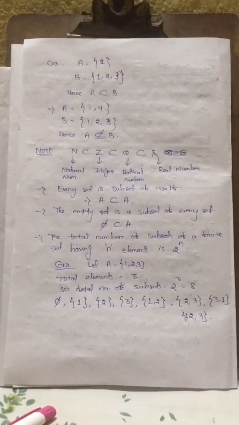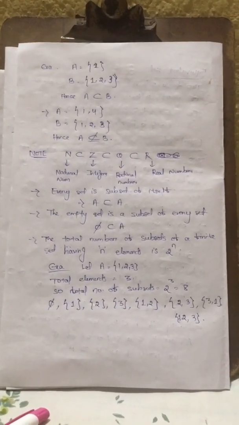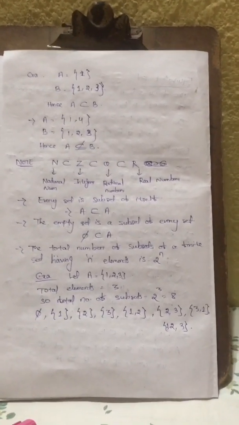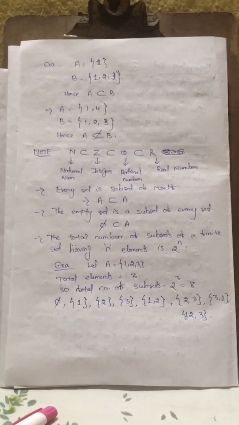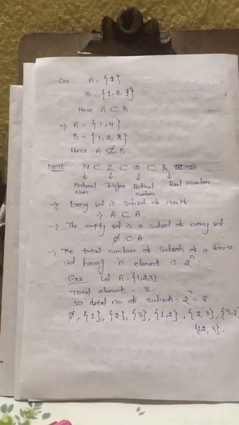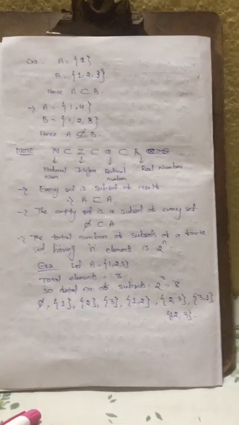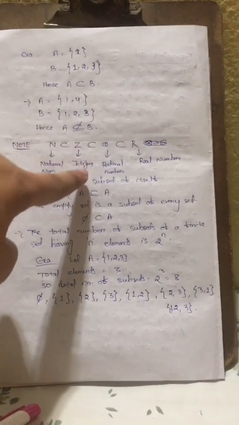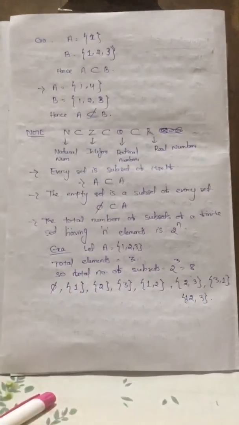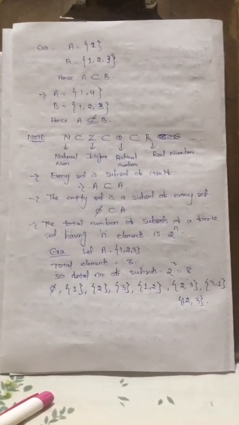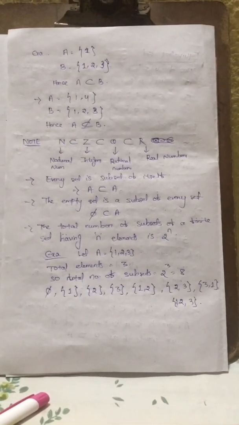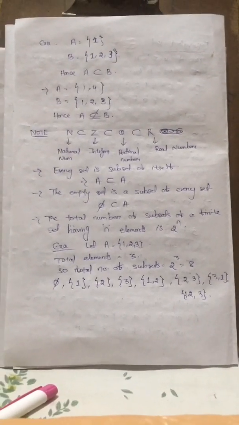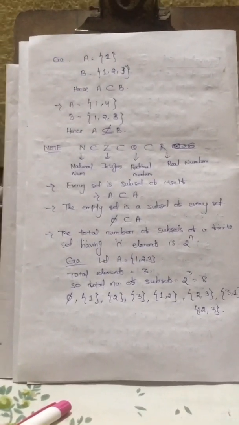Next I have written a note. Natural numbers are a subset of integers. Integers are a subset of rational numbers and rational numbers are a subset of real numbers. So we can say that real numbers are the superset of natural numbers, integers and also rational numbers. That's why natural numbers are represented as N, integers as Z, rational numbers as Q and real numbers as R. So N is a subset of Z, which is a subset of Q, and rational numbers are a subset of real numbers. So you can say that real numbers are the superset of all these sets.